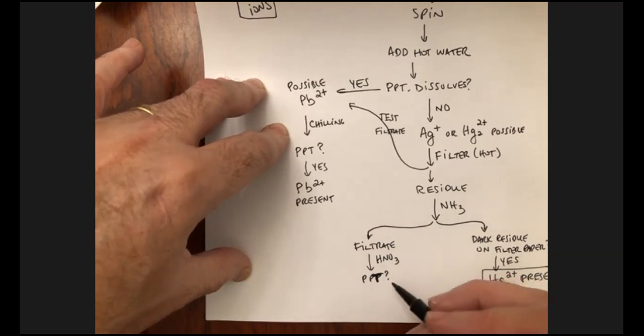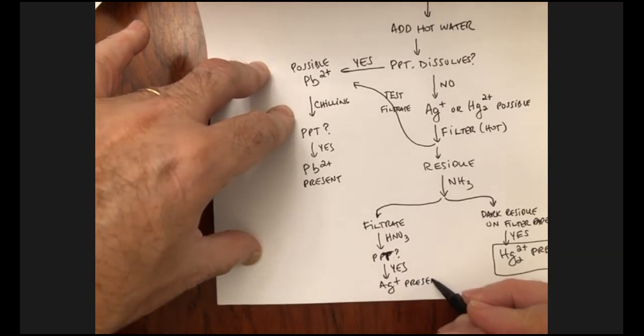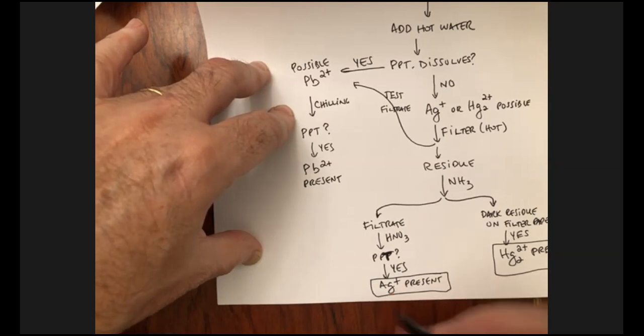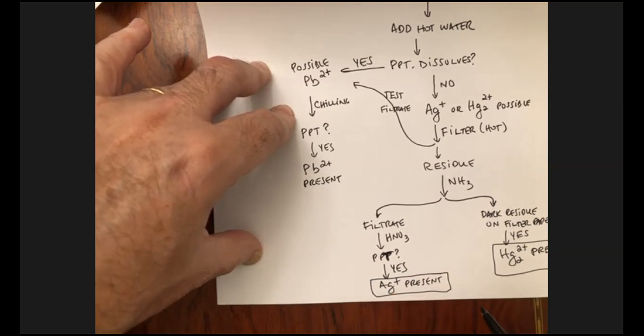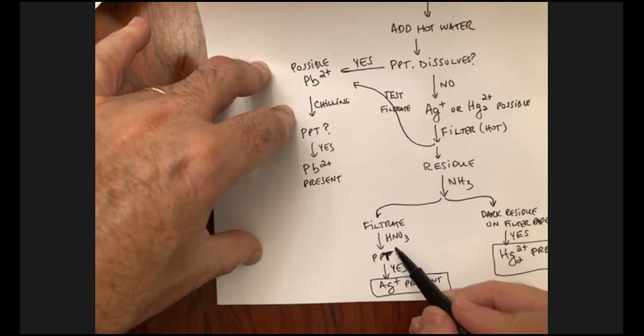PPT means precipitate. If the answer is yes, then that means that silver ions were present in my original mixture. If the answer is no, then that suggests silver was not present. However, one of the things the lab manual reminds you is that when you get this spot, you want to check with litmus paper to make sure that you are making the solution acidic enough.